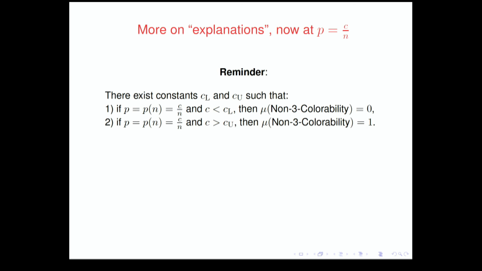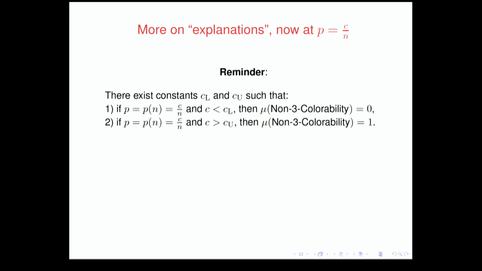So let's go to more explanations now. At this level, C over n, can we explain more things? There is this very famous business of sharp thresholds. Let's look at the property of non-tricolorability. It is known that there are constants C_L and C_U, so that if you look at a random graph with approximately C times n edges, and C is below this constant, then the graph is almost surely tricolorable, of course. So tricolorability has probability 1, non-tricolorability has probability 0.